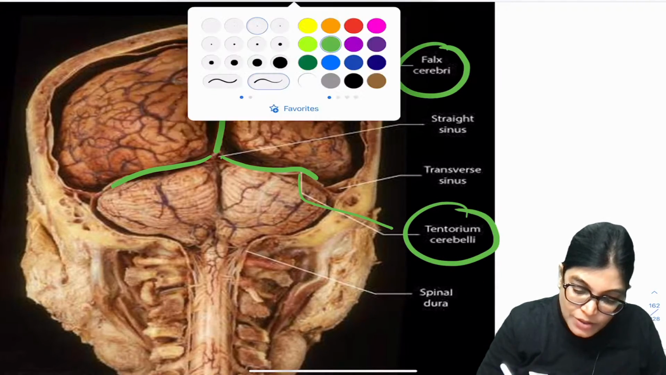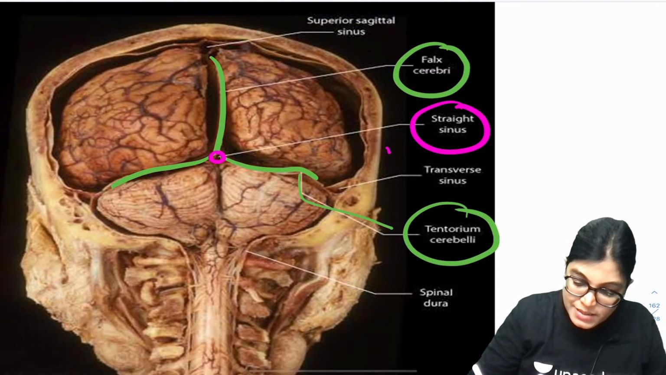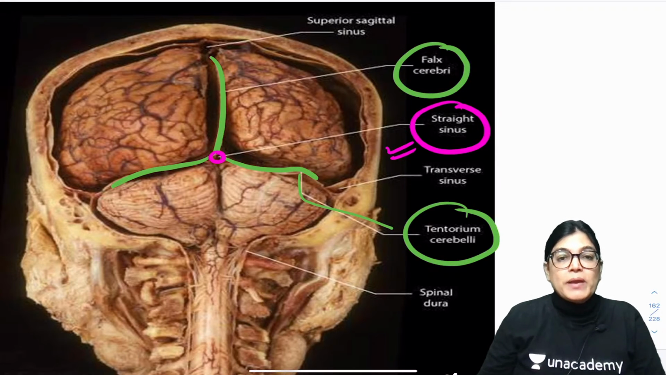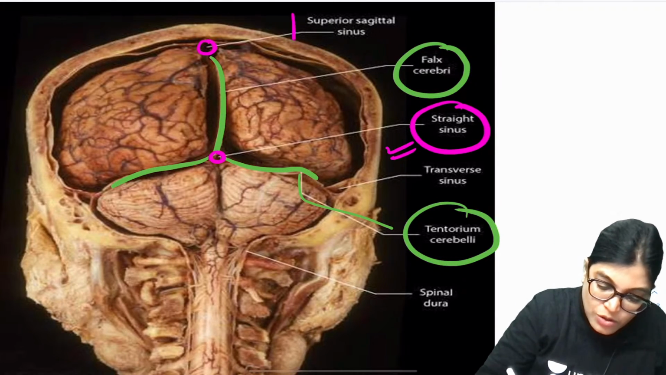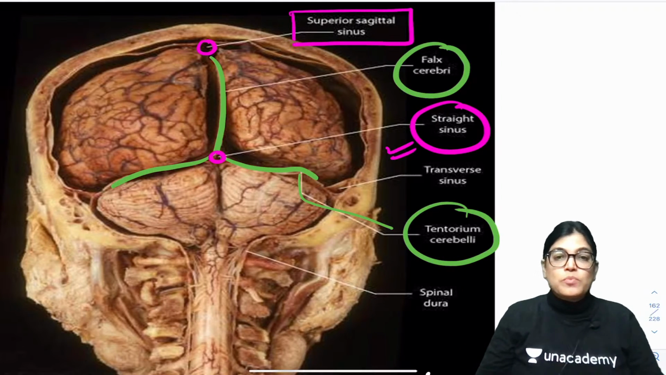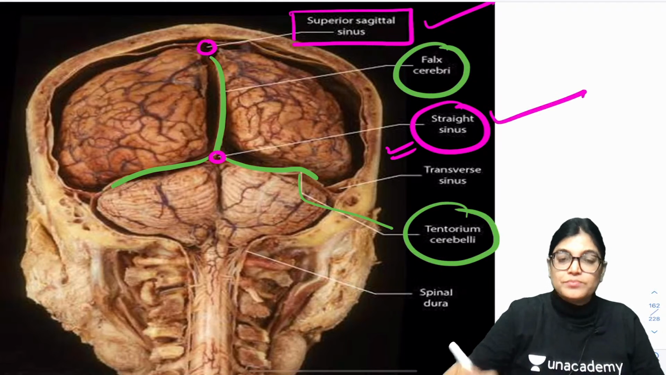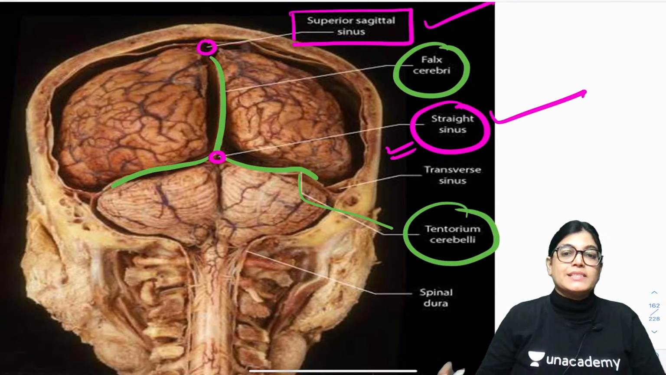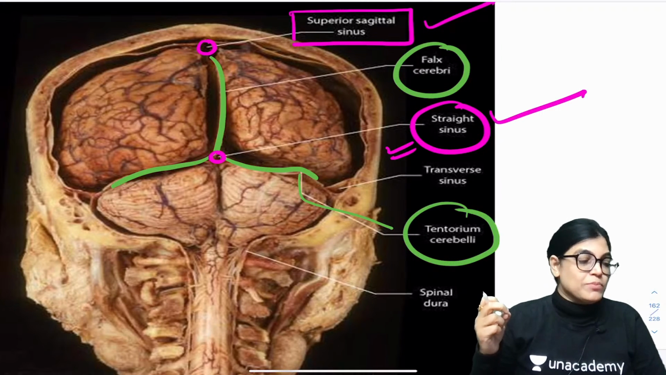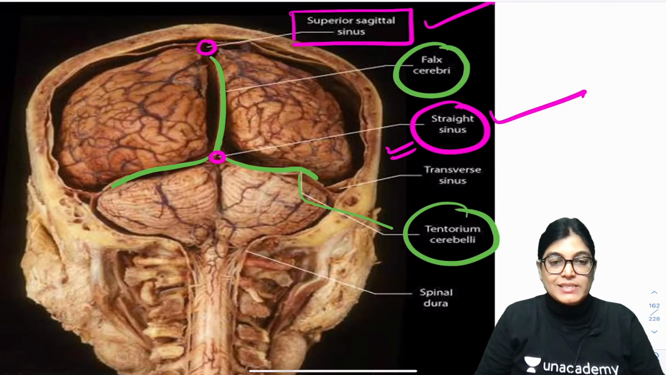And here it is enclosing a sinus, my dear aspirants. See here, this is the sinus. What is this sinus? Straight sinus. Superiorly it is enclosing the superior sagittal sinus, and inferiorly the lower margin, merging over the tentorium cerebelli, is enclosing the straight sinus.